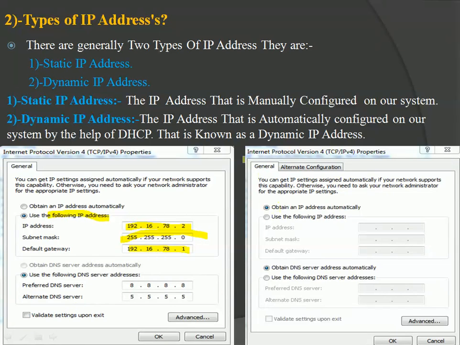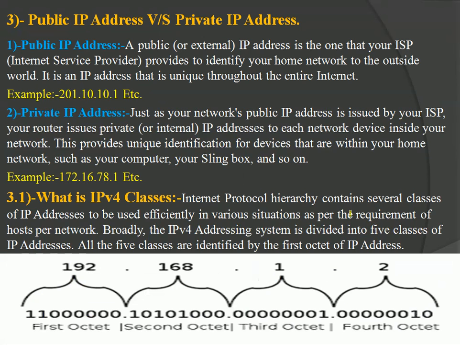And the second one is an example of a dynamic IP address. Here we check the option to obtain an IP address automatically. How can we know whether we get the IP address automatically and what our network IP address is? By the command ipconfig /all.